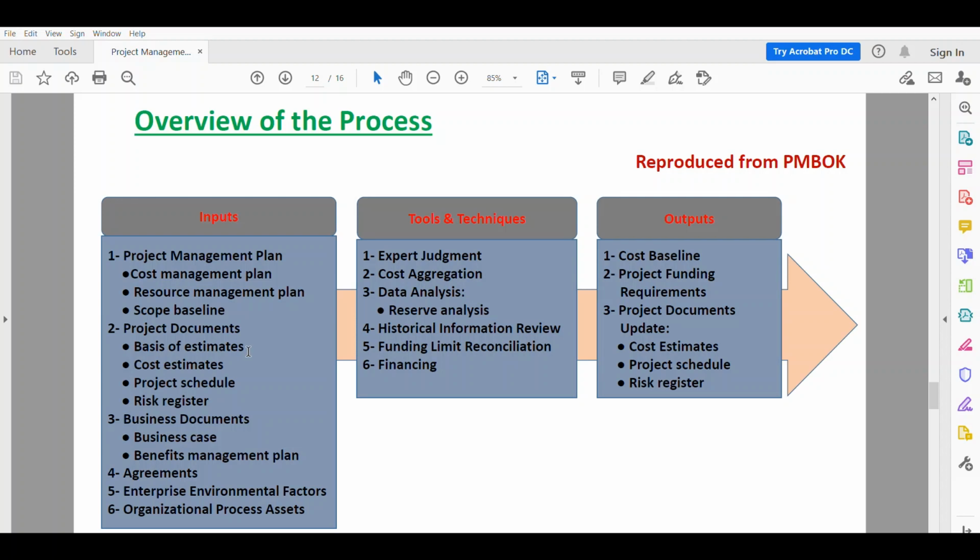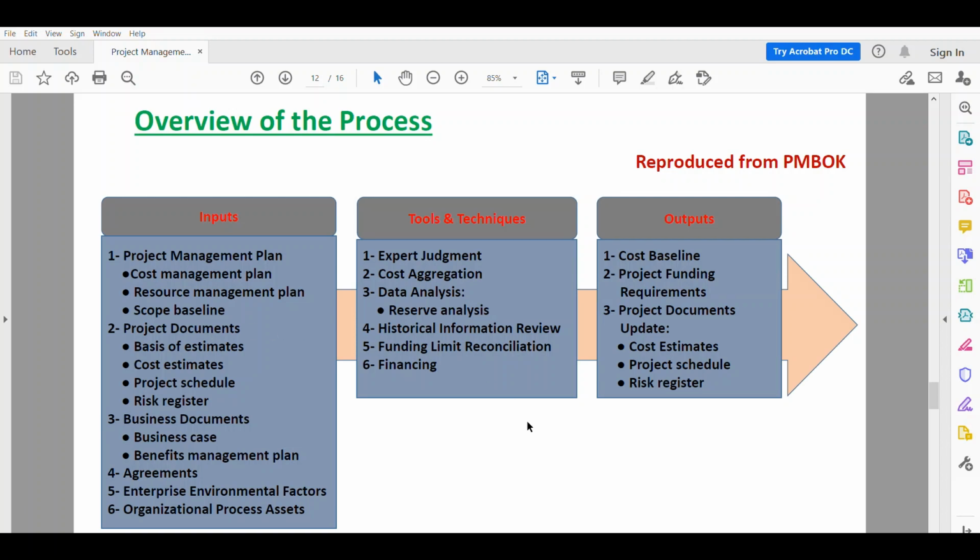Okay, the outputs, I don't think we need to talk about the output of this process, except the funding. Project funding requirements are periodic funding requirements, e.g. quarterly or annually, and are derived from the cost baseline. The cost baseline will include projected expenditure plus anticipated liabilities.